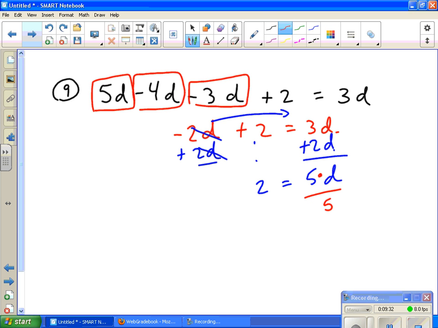Undo that by dividing by 5. Do the same thing on the right as you do on the left. Divide by 5. These will cancel out, leave you with just d. No number goes into both 2 and 5, so it's simplified: d equals 2 over 5.